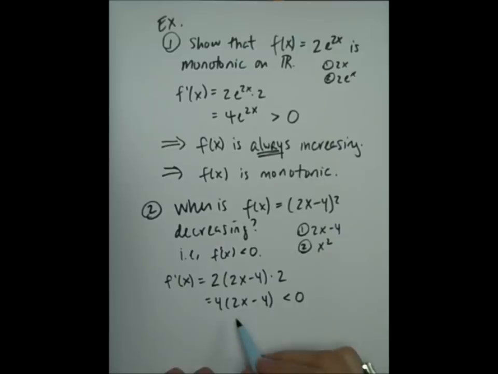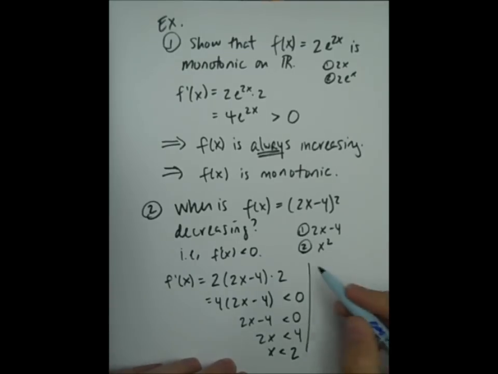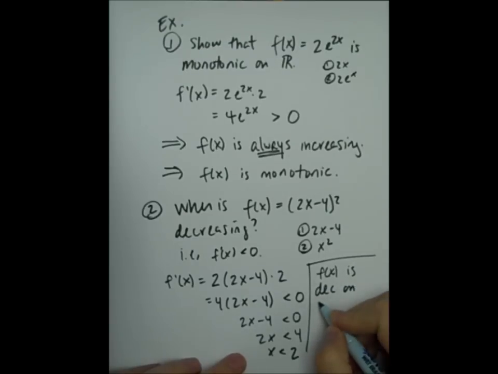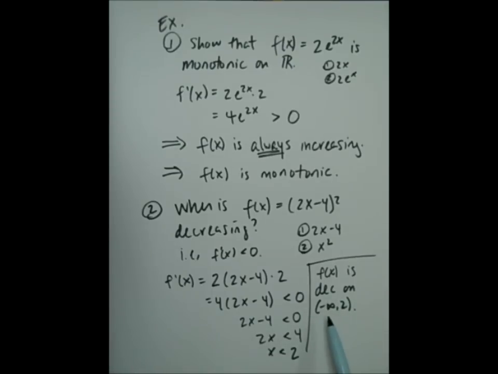Well, let's just solve this. This is just a linear equation with an inequality. First thing I'll do is divide both sides by 4. So 2x minus 4 is less than 0. Add 4 to both sides. 2x is less than 4. x is less than 2. So when is this function decreasing? f of x is decreasing on the interval from negative infinity to 2. So for all x less than 2, it's decreasing on that interval. Again, whenever you see decreasing, you want to think f prime is negative. That's what we want to think here.